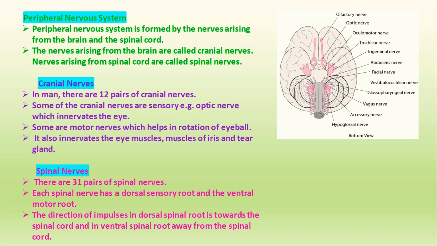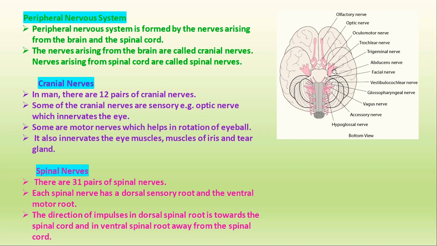Peripheral nervous system is formed by the nerves which arise from the brain and the spinal cord. The nerves that arise from the brain are called cranial nerves, and the nerves that arise from the spinal cord are called spinal nerves. There are 12 pairs of cranial nerves in the human body. Some of the cranial nerves are sensory, and an example for that is the optic nerve. This will innervate our eyes.